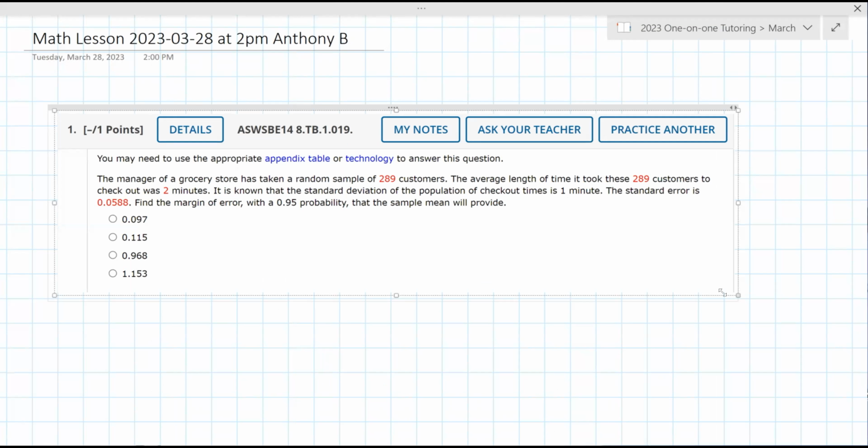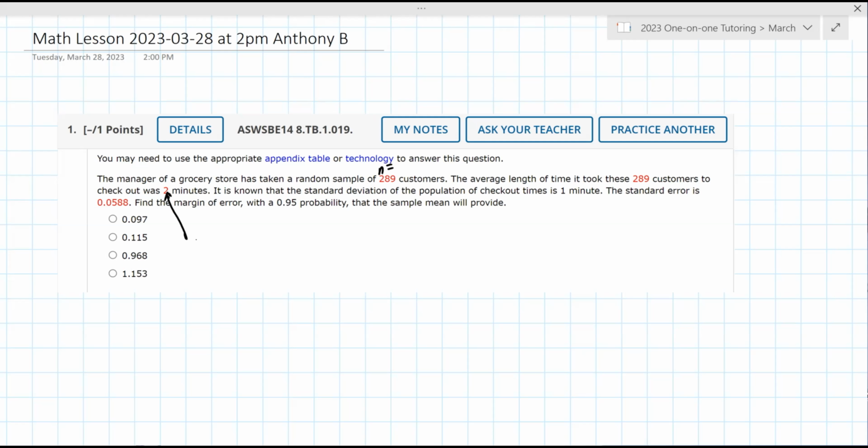Says the manager of a grocery store has taken a random sample of 289 customers. That's n. The average length of time it took these 289 customers to check out was 2 minutes. So that's some sort of x bar. It is noted the standard deviation of the population of checkout times is 1 minute. That's very important here. So that's sigma.